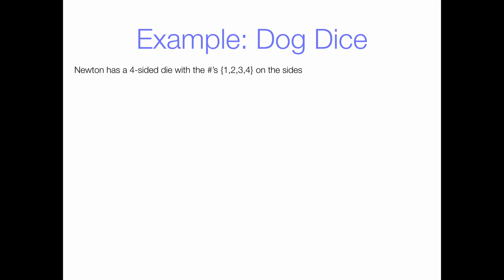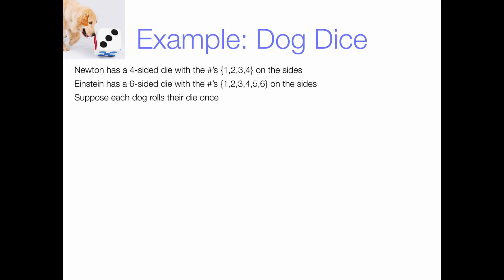So we can do an example, finding a PMF. Suppose Newton has a 4-sided die with the numbers 1, 2, 3, and 4 on it. Einstein has a 6-sided die with the numbers 1, 2, 3, 4, 5, 6 on it. And suppose each of the dogs rolls their die once. Newton and Einstein are my dogs. Let x be the sum of the numbers on Einstein and Newton's dice. For example, if Einstein rolled a 1 and Newton rolled a 2, the sum is 3. We want to find the PMF for x.